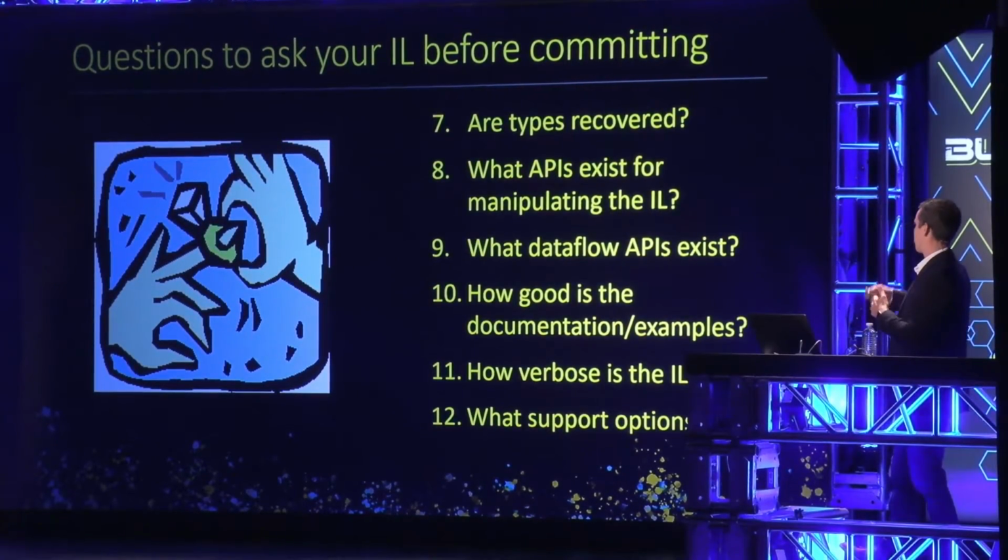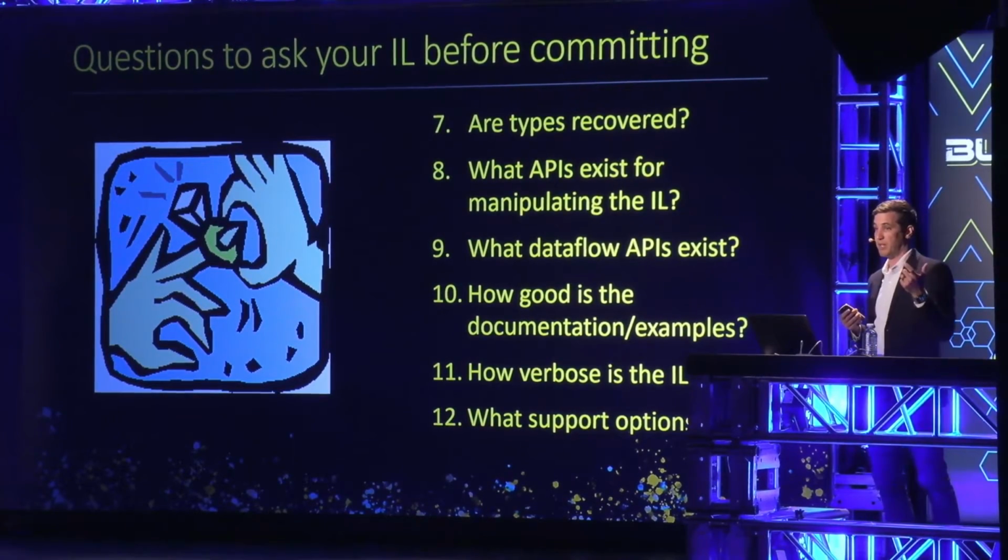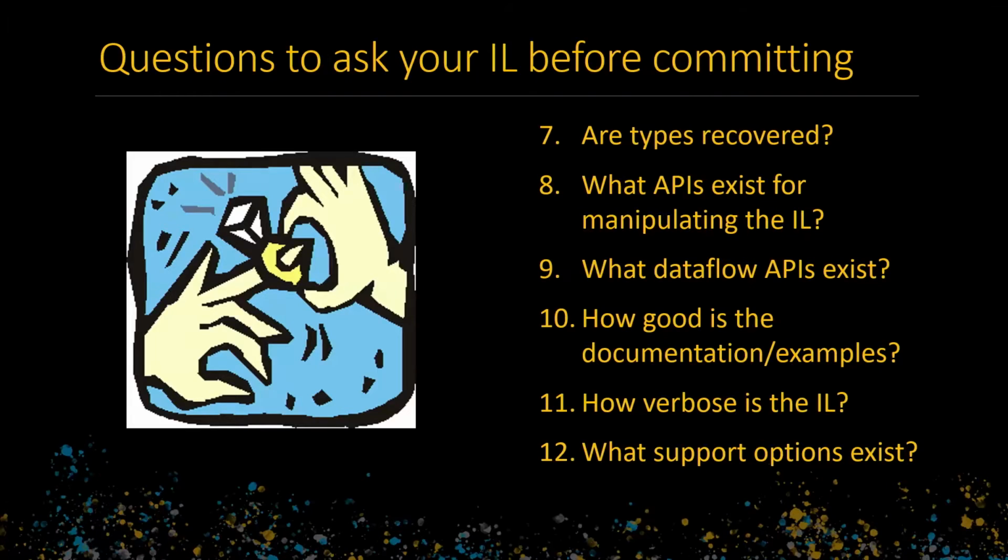How are function parameters determined? Are types recovered? What are the APIs for manipulating it? Do you have data flow APIs? Many APIs will give you data flow queries where you can just say, where did this value come from? Is this value set analysis, so can I tell it's a ranged value, like less than this and greater than this? Or does it just give me kind of static data flow, or does it give me no data flow? Many don't give you any of these APIs. Documentation, verbosity, and do you care about support?